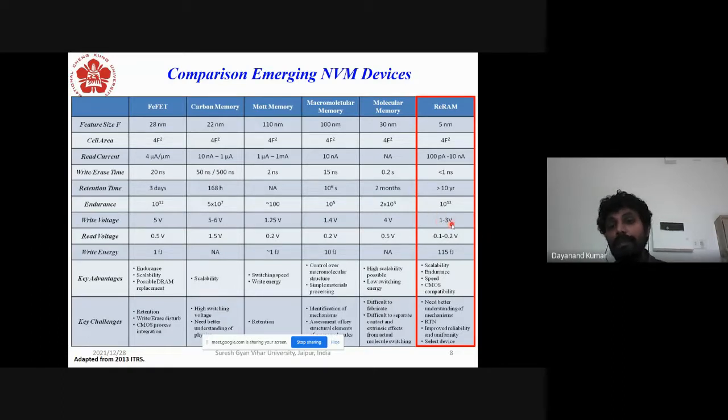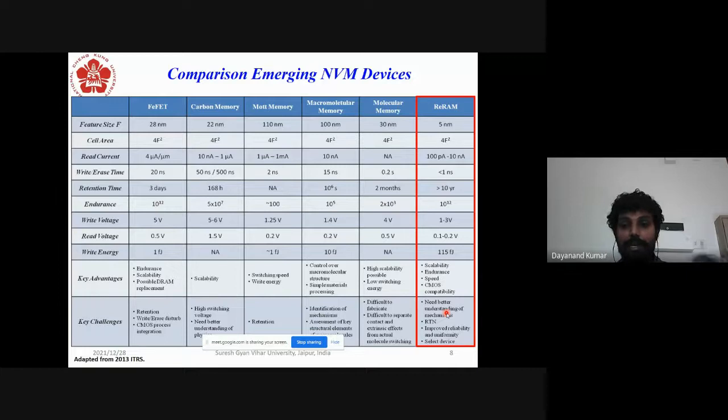But nowadays researchers have already developed RRAM that has a read voltage and write voltage of less than 1 volt also. That is really good. The read voltage is 0.1 to 0.2 volt, and write energy, if you see here, 150 fJ. Here are the key advantages I already discussed: scalability, endurance, speed, CMOS compatibility. Key challenges also I already discussed, the need to better understand the mechanism, because there is no proper mechanism so far.